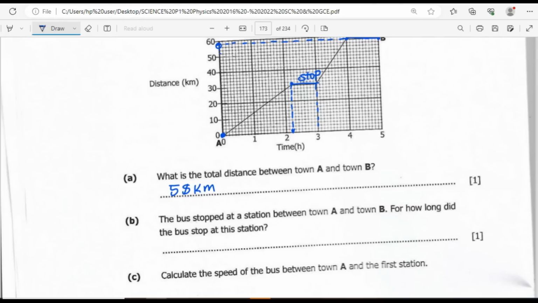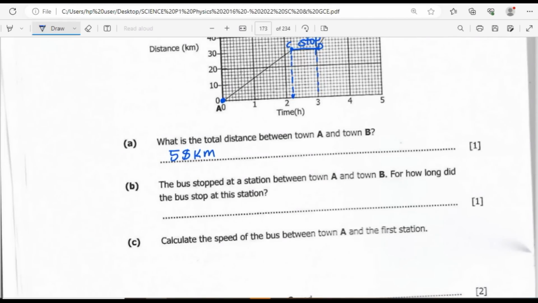Let's just put some letters. Let's say this is our C, this is our D. So the car stopped at D, then it began its journey again at D. So what is the time of this? You just have to find the difference between this. So say 3 minus 2.2. We will get 0.80 hours. So this is what we are going to say.